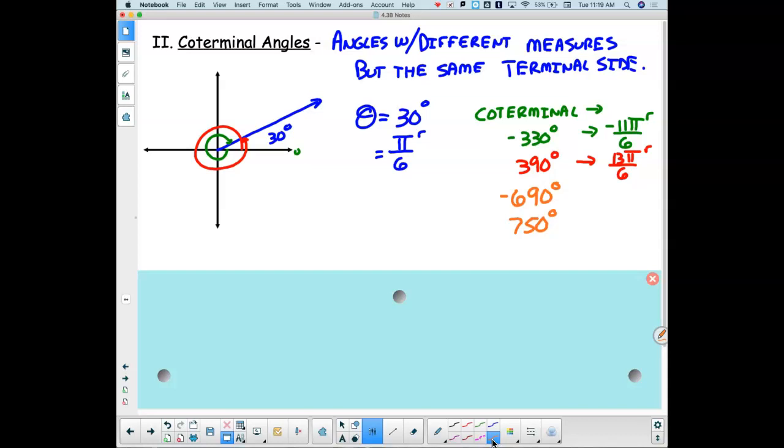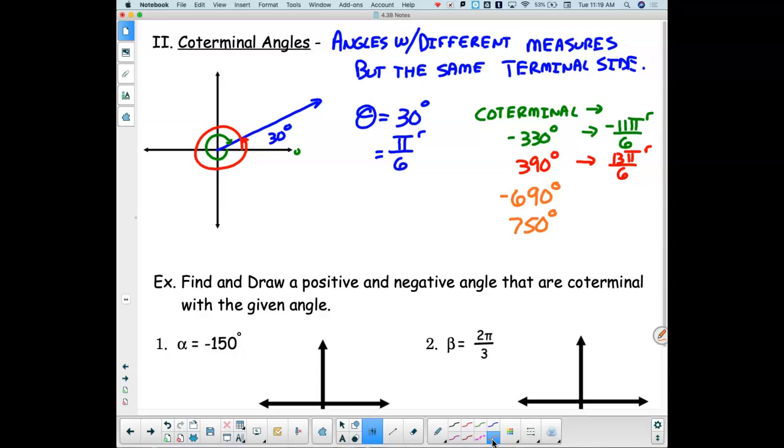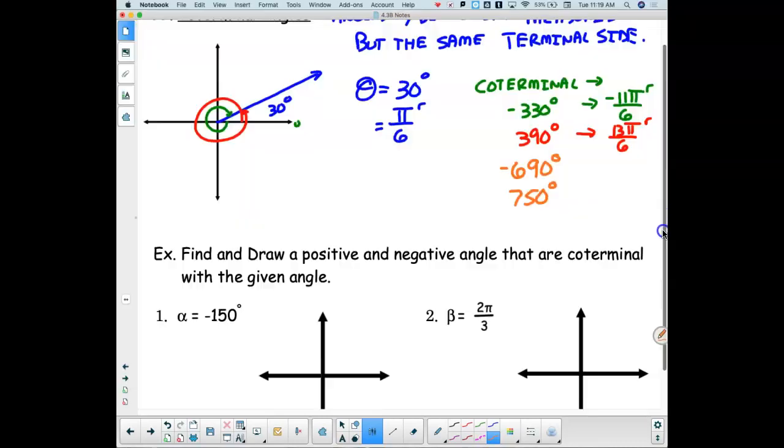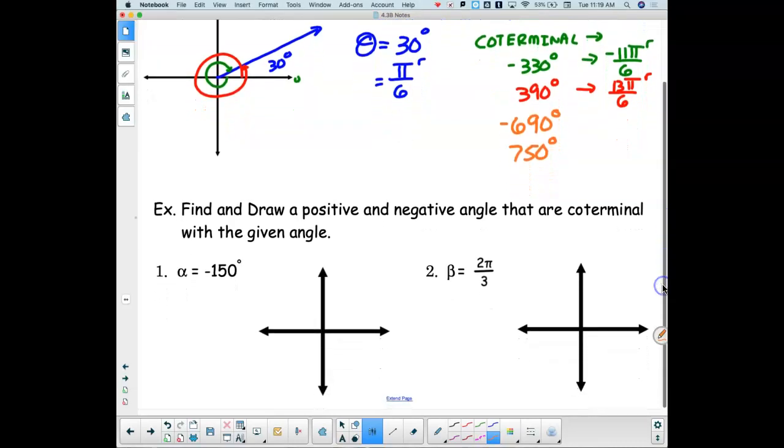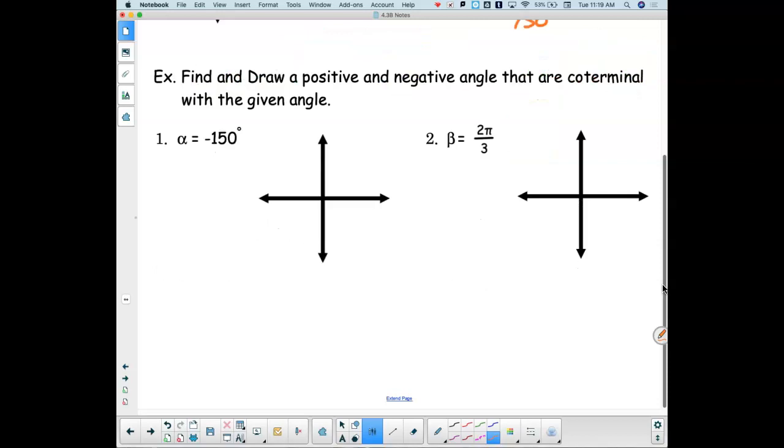No, I'm not going 330 degrees either way. I'm going a whole lap around. Yep. Okay, so I'm either going to add 2 pi if I'm in radians, or add 360 degrees, or I'm going to subtract 2 pi or subtract 360 degrees. A whole lap, all the way around. All right? So knowing that now, find and draw a positive and negative angle that is coterminal with the given angles. Okay? So you do those 2 examples for me now.